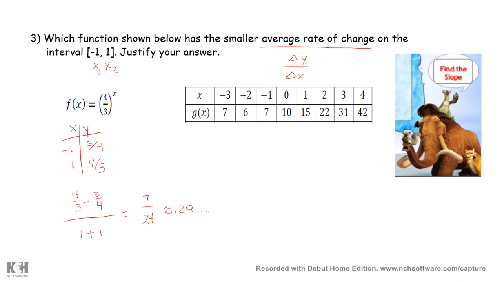Okay, now over here, I'm going to look at my g of x, and I'm going to only look at the interval between negative 1 and positive 1. And again, it's just the change in y over the change of x. So it's going to be 15 minus 7 over 1 minus negative 1, which is going to be 8 over 2, which is 4. And 4 is a whole lot bigger than a fraction, 7/24 or 0.29. So the one with the smaller average rate of change would be f of x.